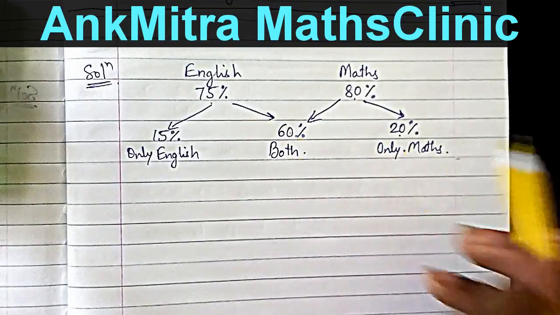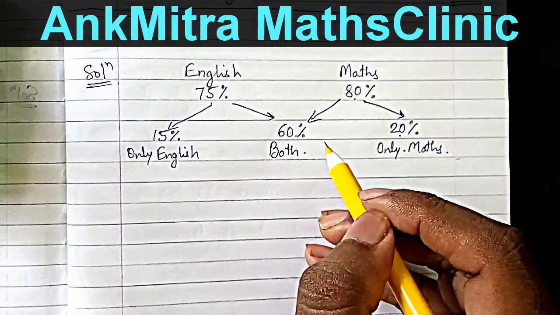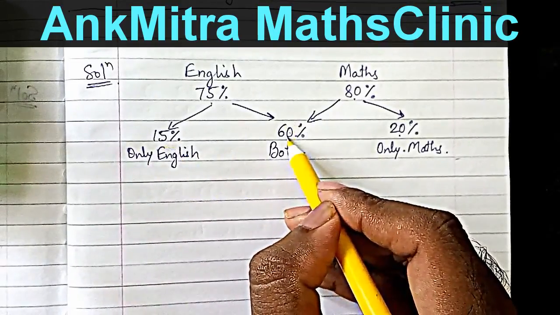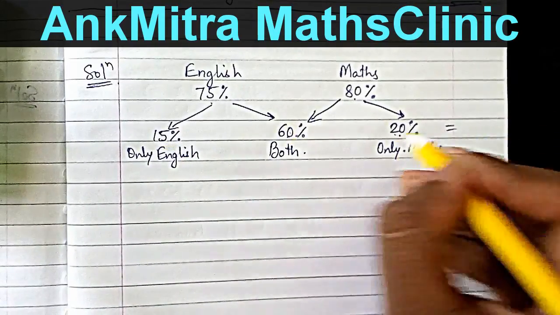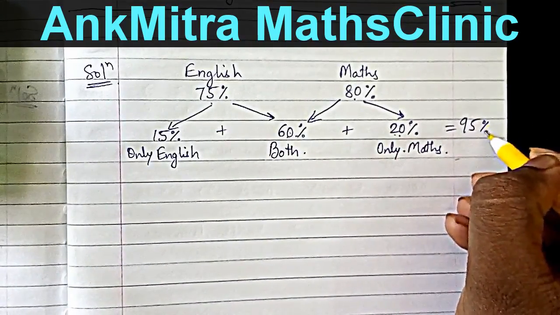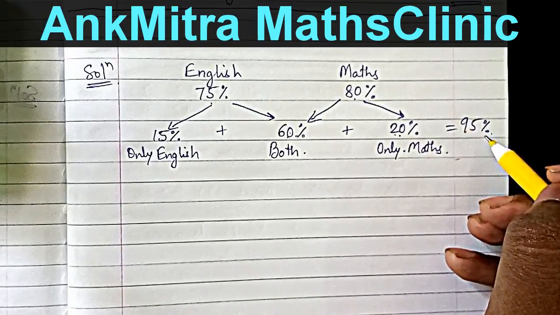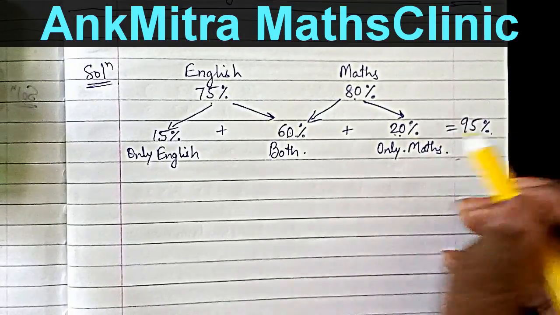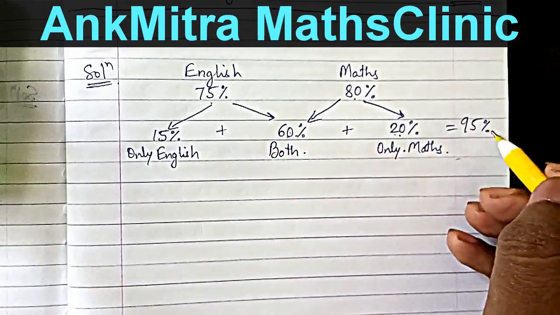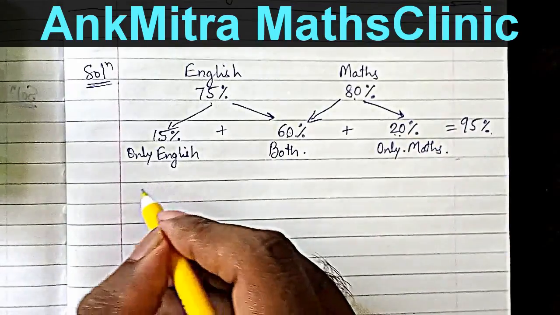this 60%, right? So total percentage of students who have passed in at least one or both the subjects is 15% plus 60% plus 20%. That is, the total comes to 95%. Okay, so 95% of the students are such that they have passed in at least one subject. So it could be either English or maths or both, right? So that means 5% of the students have failed in both the subjects.